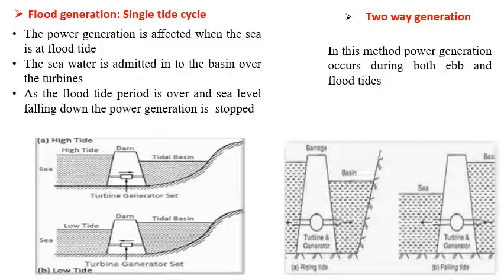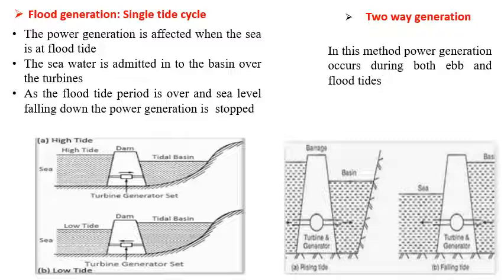once the flood current reaches minimum, the water level in the basin is going to increase. So again water will flow back from basin to sea and through the turbine. So again power is generated. Okay, so it is two-way generation or double generation. So in particular, power generation takes place using both ebb and flood tides.